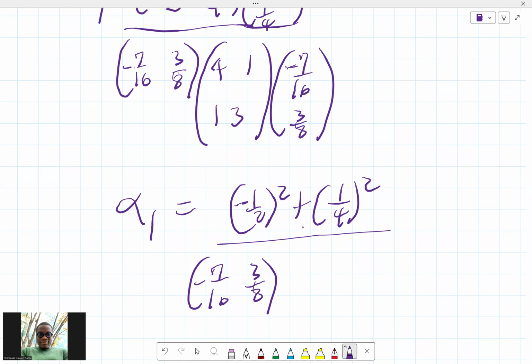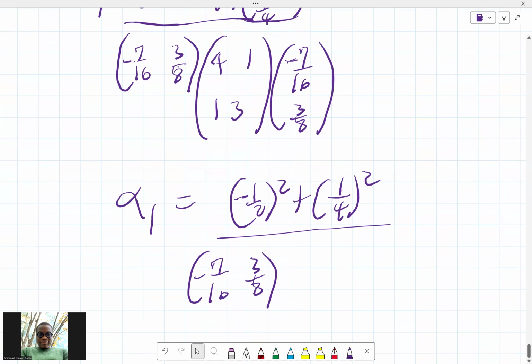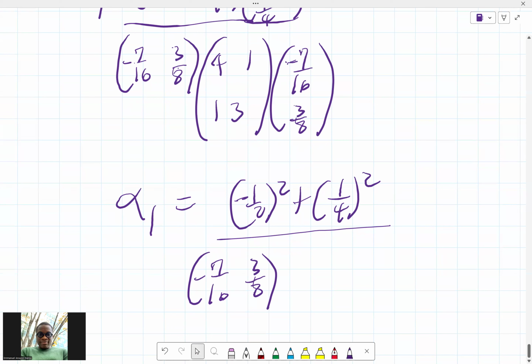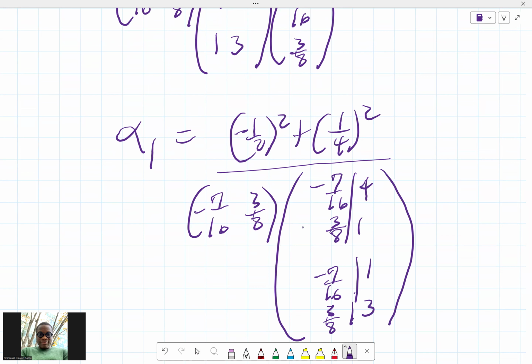And then the next one is minus 7 over 16, 3 over 8. Then we have 4, 1. Then minus 7 over 16, 3 over 8. And we have 1, 3. Okay, yeah, this works.